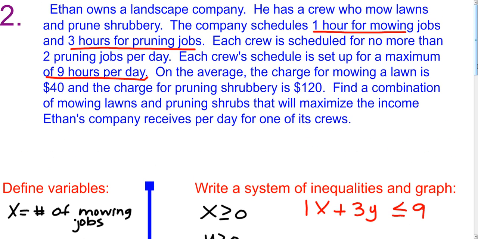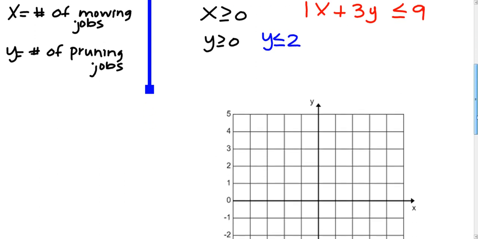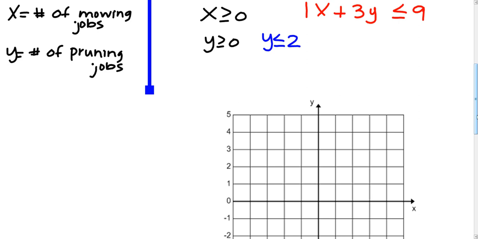And then the other thing it says is that they can do no more than 2 pruning jobs a day. Okay? No more than 2 pruning jobs a day, which means that your pruning jobs are your Y, so Y has to be less than or equal to 2. Okay? So first of all, I'm going to ignore the ones that are in black and just know that it limits us to the upper right-hand quadrant. I'm going to go ahead and graph this equation first.